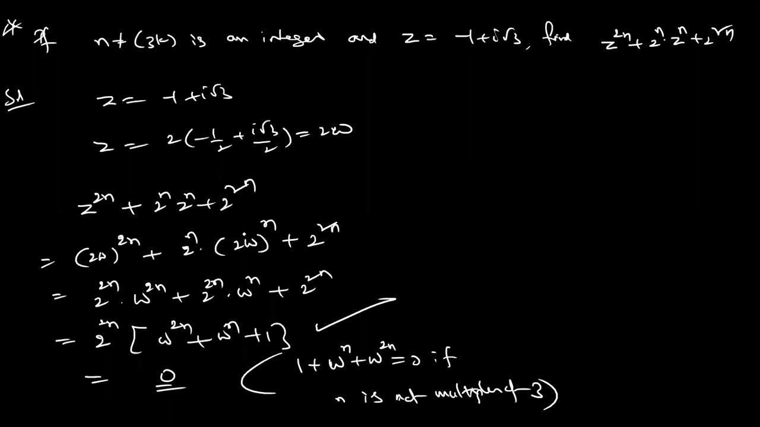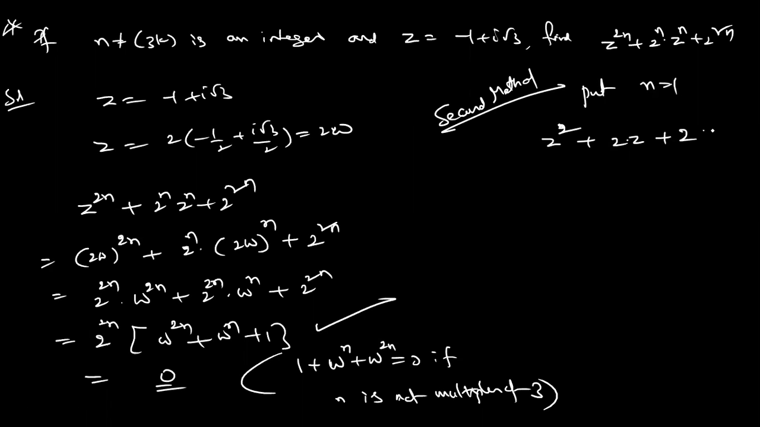Next question, I think if it is possible, take n is equal to 1 also, verification method. What is the second method? Put n is equal to 1: z square plus 2z plus 2. Verify, it is coming 0.